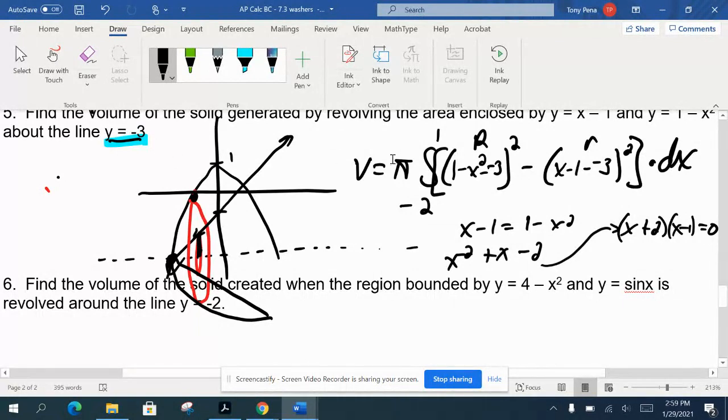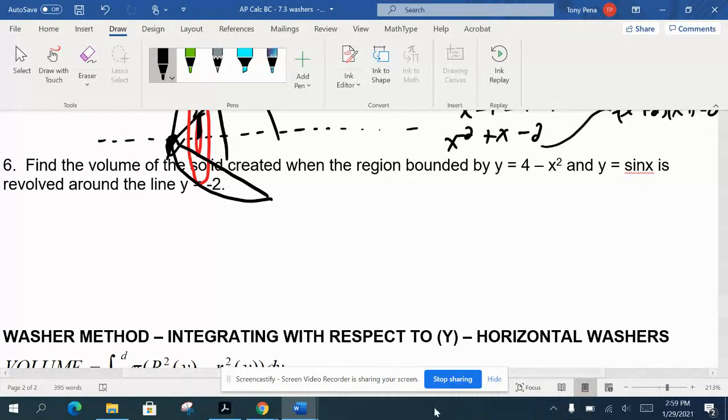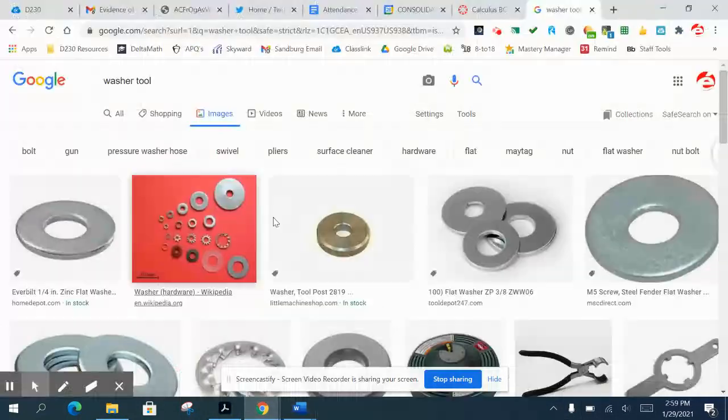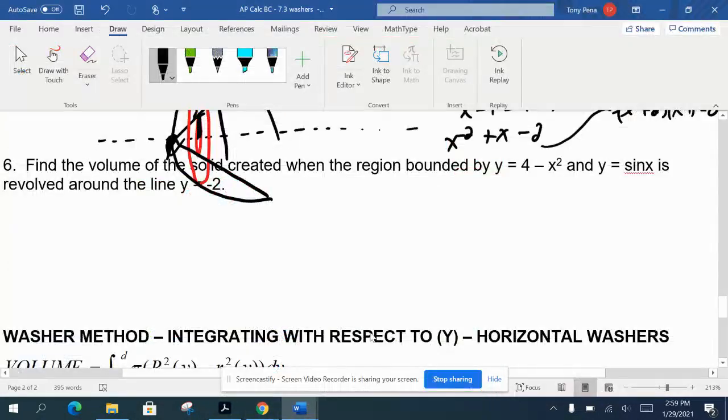All right, 6. Just going to make sure we're recording so I don't get lost and upset here. Yep, good. All right, so 6. A couple more.